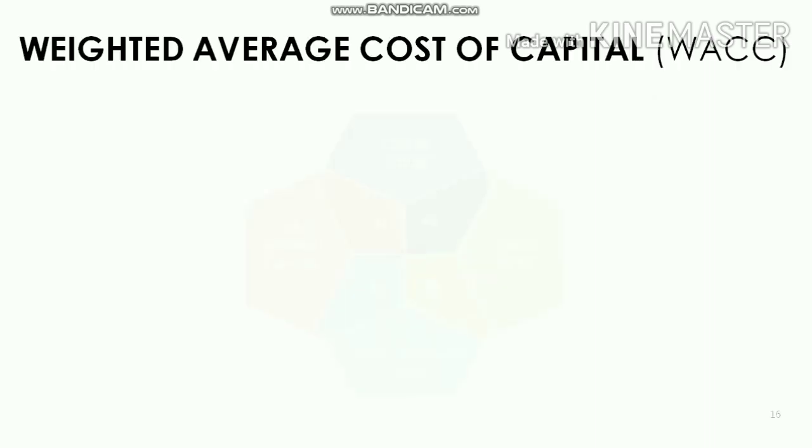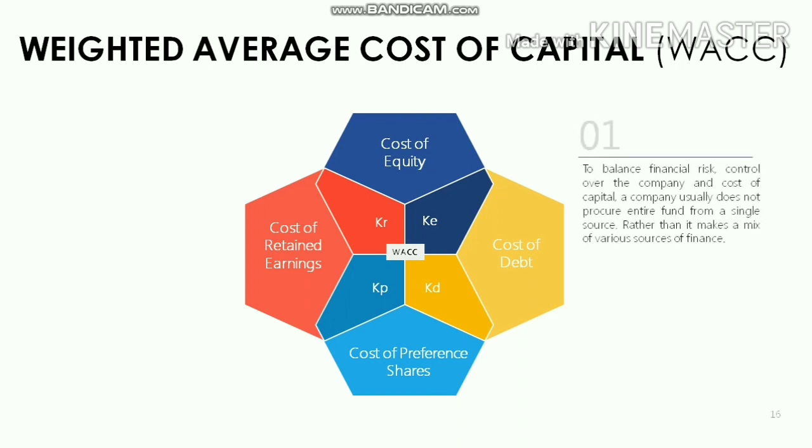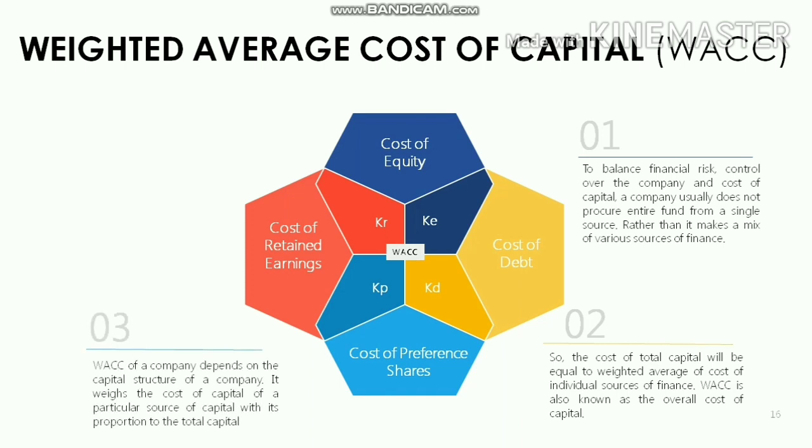In this session, we will be learning about weighted average cost of capital. To balance financial risk, control over company, and cost of capital, a company usually does not procure the entire fund from a single source. Rather, it makes a mix of various sources of finance. Hence, cost of capital will be equal to the weighted average cost of individual sources of finance. WACC of a company depends on the capital structure of the company.